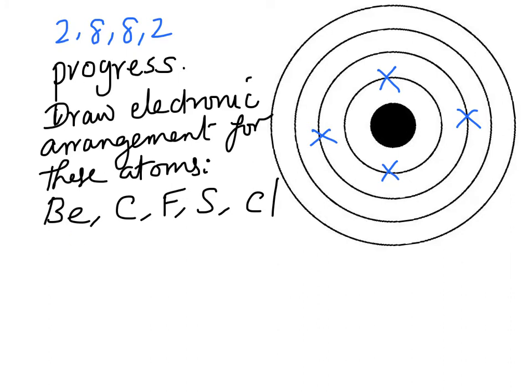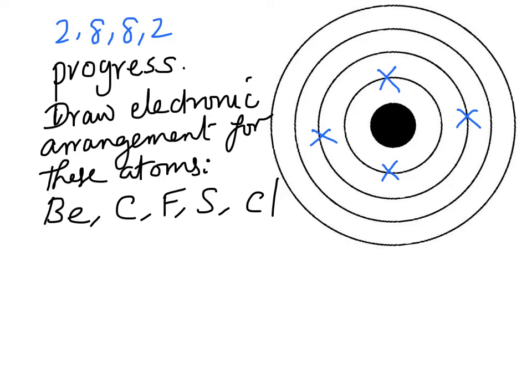Beryllium has electronic arrangement like so, because its atomic number is 4. It has 4 electrons. The first shell will have 2 and the other 2 electrons will go here on the second shell. And similarly for carbon, as it has 6 electrons, I'm going to show the carbon's electronic structure now, which is going to be like so.